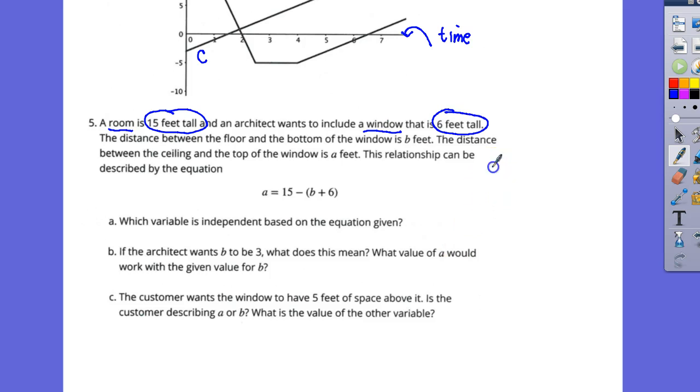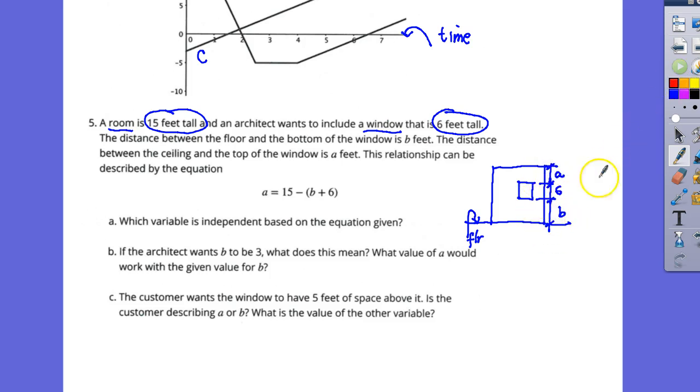Here I'm going to sketch it. We have a room. The window is 6 feet tall, so this is 6 feet from here to here. The distance between the floor and the bottom of the window is B feet, so we will use letter B to represent that. The distance between the ceiling and the top of the window is A feet.